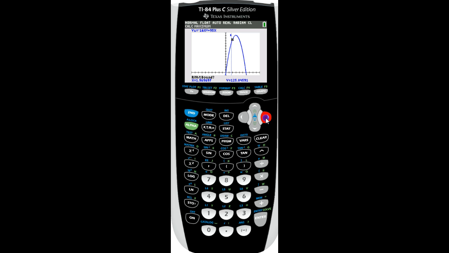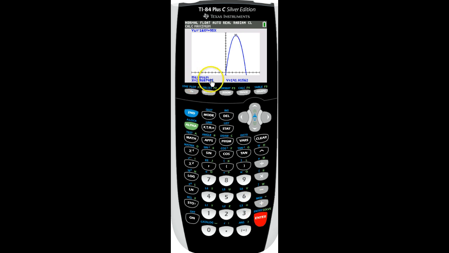So I go to the right of my maximum, and anywhere beyond it is fine. And I need to tell my calculator, yes, this is the right bound of where I want you to look for a maximum. Hit enter, and then you can go ahead and take a look. Is your maximum in between these two bounds? Yes, it is. So I'm going to tell the calculator yes by hitting enter again.